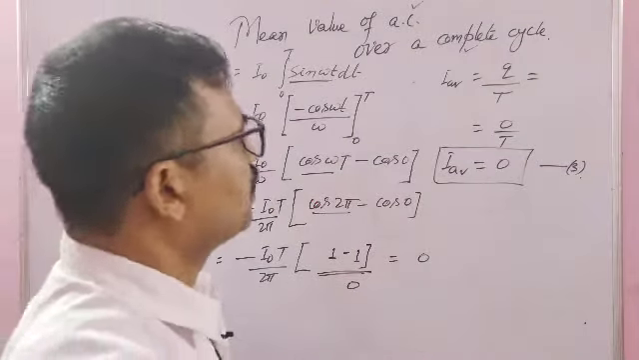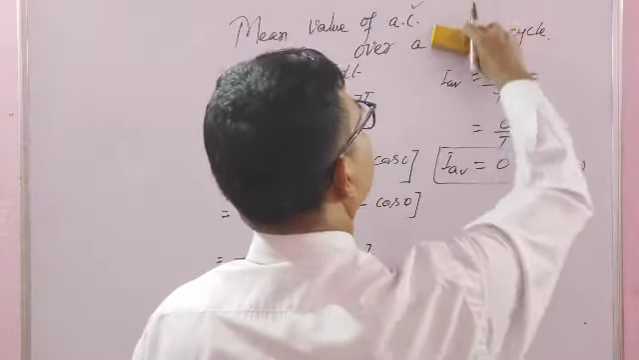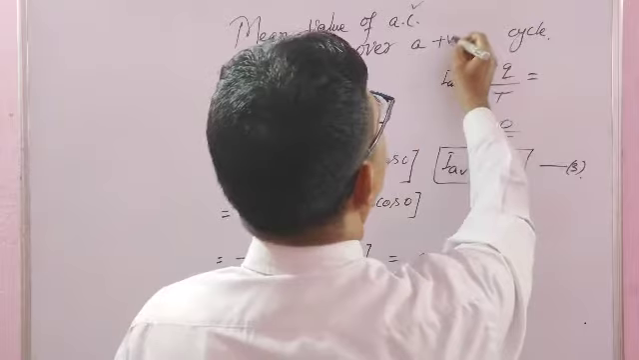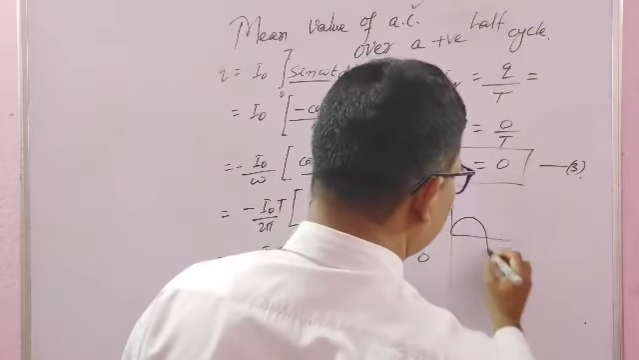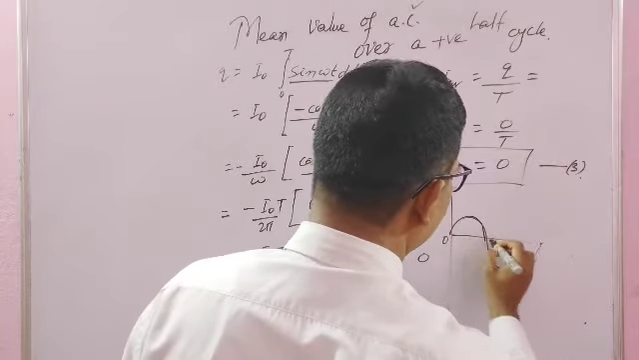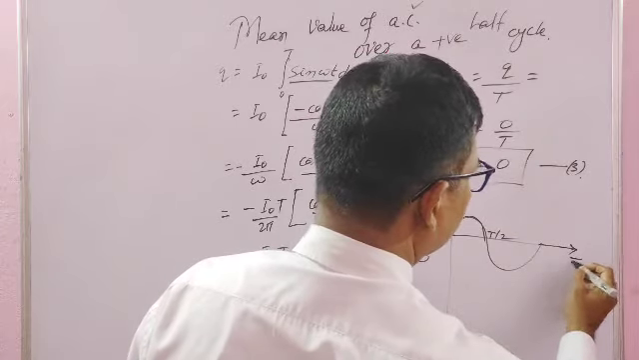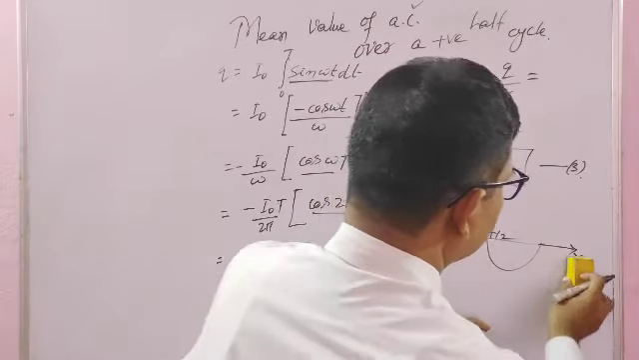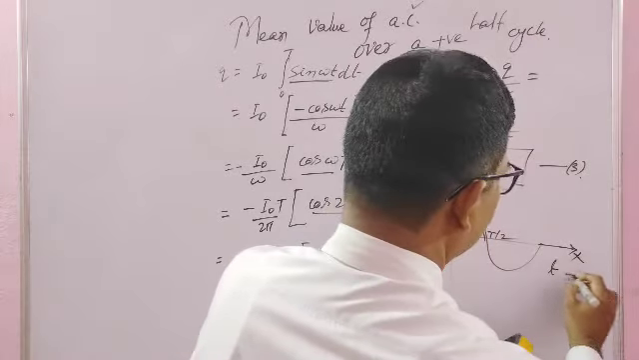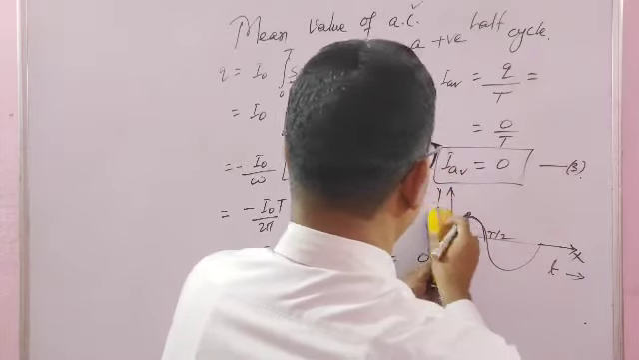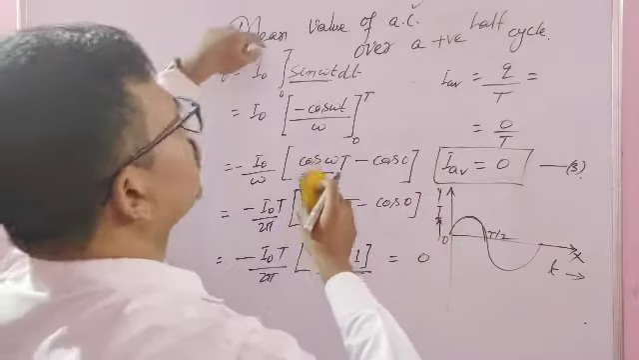Clear? But here is the important point. Suppose you take it over a positive half cycle. Positive half cycle means this part, from 0 to T by 2. I am just telling you how you can understand. This one is the x axis, this one is the y axis, so it is t, and it is current. Okay, so now the point is you just change the value here.